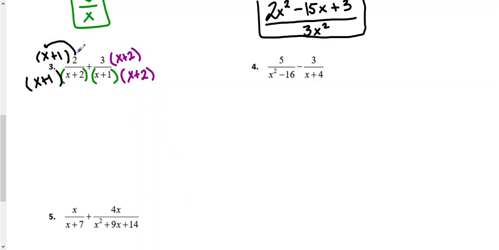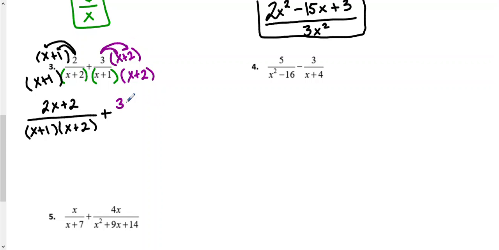So when I distribute the top, it becomes 2x plus 2 over, and don't FOIL the bottom. We're just going to leave it as x plus 1 times x plus 2. Carry your plus sign down. Again, distribute the top. We have 3x plus 6 over x plus 1 and x plus 2.